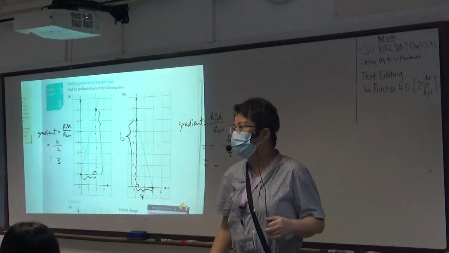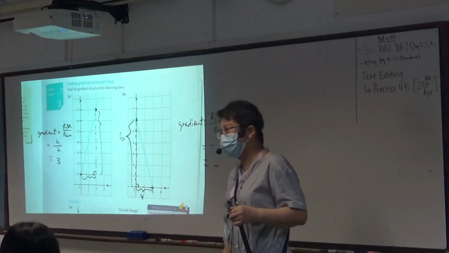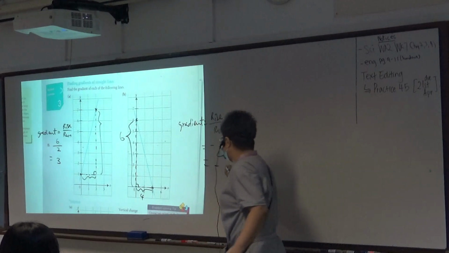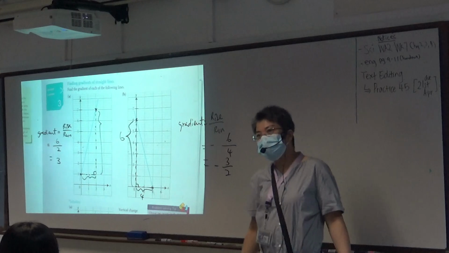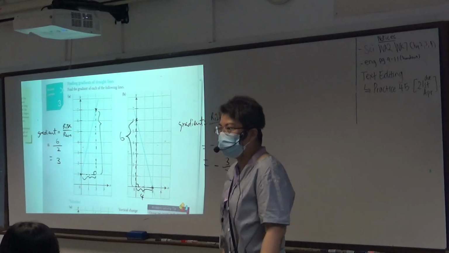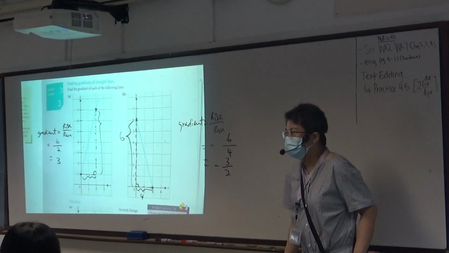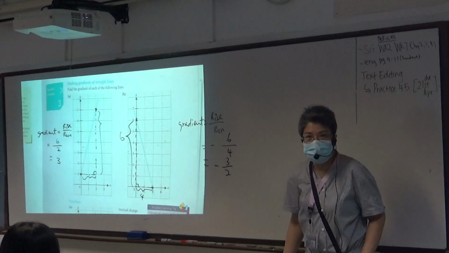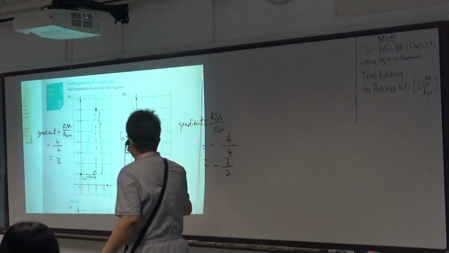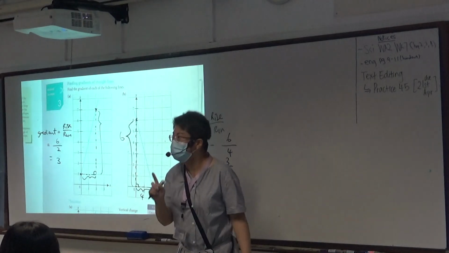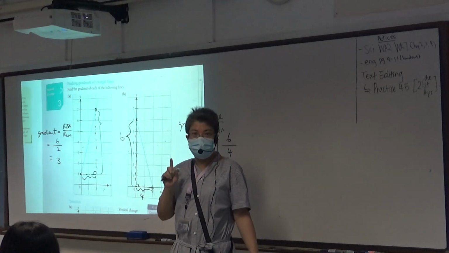You cannot leave it as 6 over 4 because it is not simplified. So what should it be? 3 over 2. You will ask me, can I give it as negative 1.5? The answer is yes. Understand? Can you understand now? So it's rise over run. But first thing to decide is whether it is positive or negative. That's how we find the gradient.